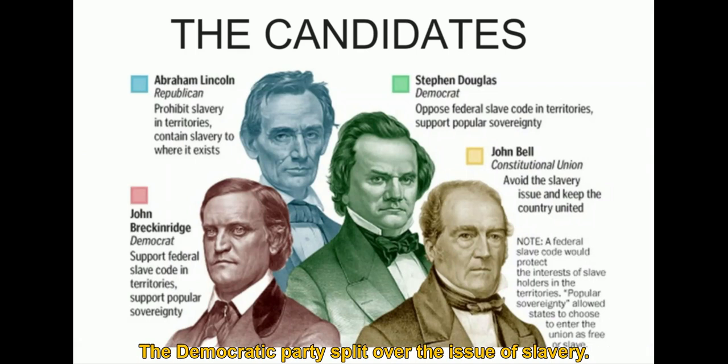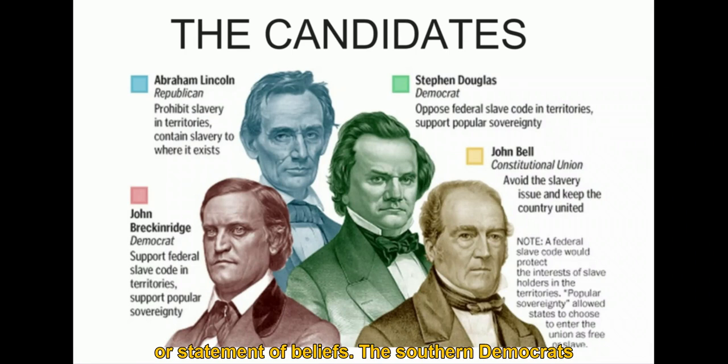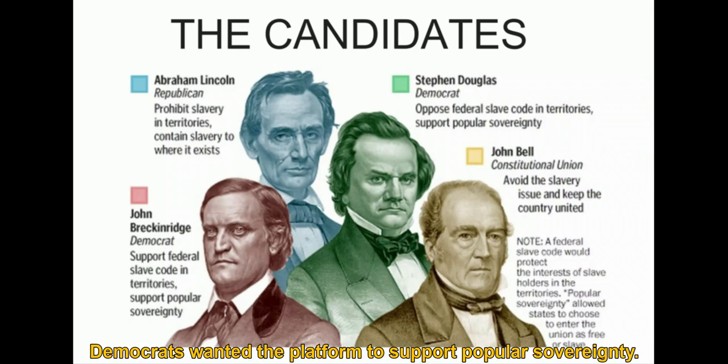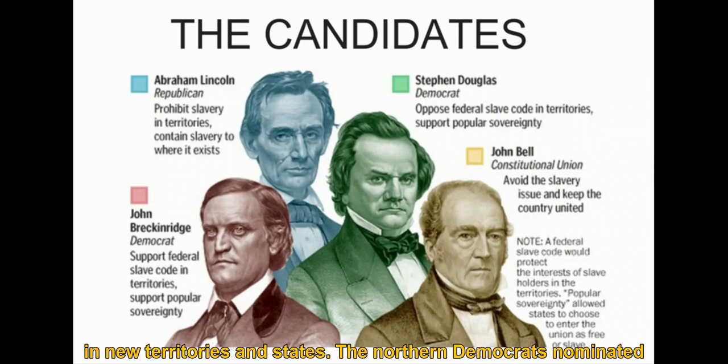The Democratic Party split over the issue of slavery. They disagreed about what to say about slavery in the party's platform, or statement of beliefs. The Southern Democrats wanted the party to defend slavery in the platform. The Northern Democrats wanted the platform to support popular sovereignty. They believed that would be the best way to decide the issue of slavery in new territories and states.